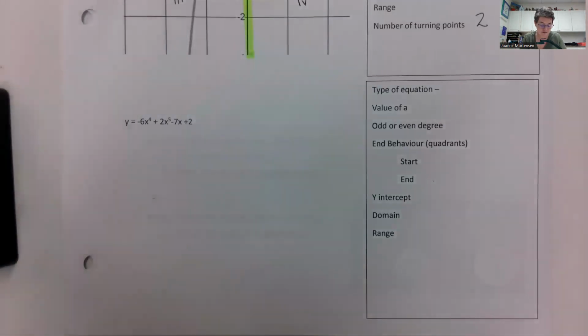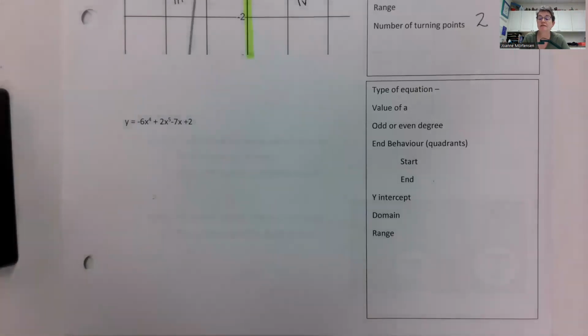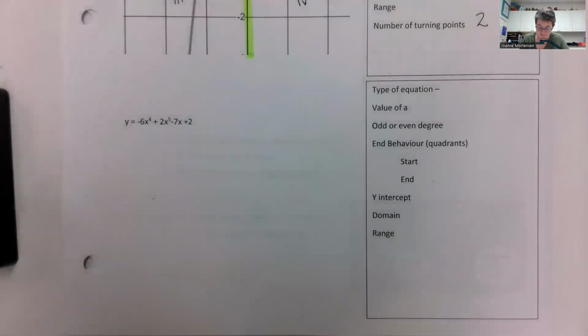Wow. Type of equation. Scary? I don't know. I don't even know what it means. It's a polynomial. Wow. I just told you a lie there. I know what it means. You don't know what it means.